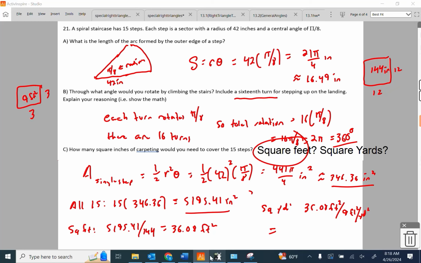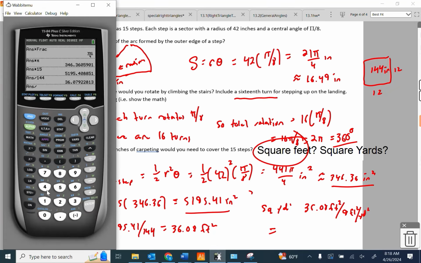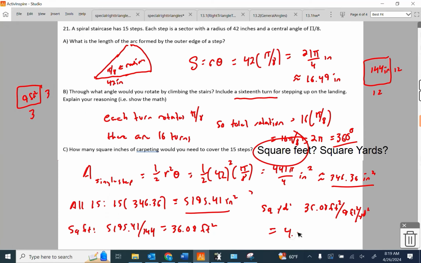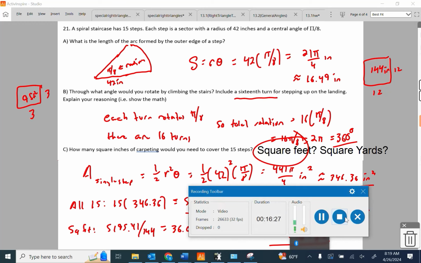And I'm going to get something a little more than 4. About 4.009 square yards. Now you're probably going to have to buy 5 square yards. You're going to need it too, because you're going to make mistakes and you're cutting out circular things. There's going to be so much scrap on this job. That's probably why they don't do them too much anymore. But there you go, your spiral staircase problem. So that was the homework for Monday.